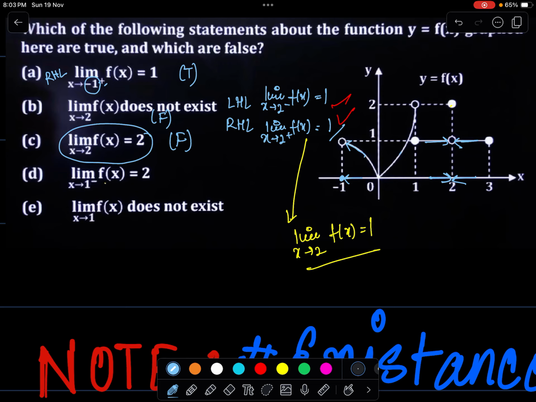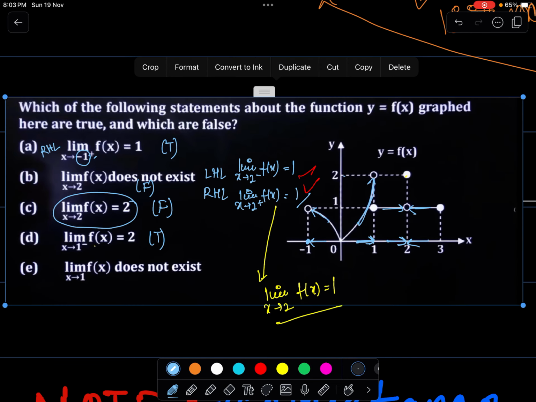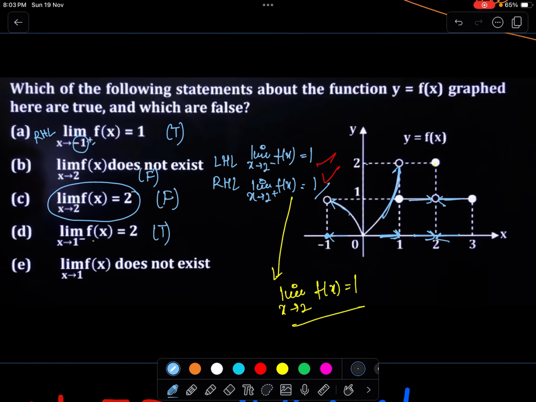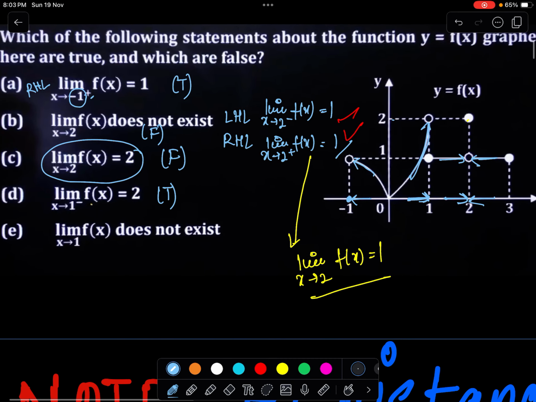Now next one, limit x tends to 1 minus. Now this is my 1 here. I am moving from the left hand side towards 1. Where is the function? The function is going towards 2. So this is true. Next one, limit x tends to 1, f of x.